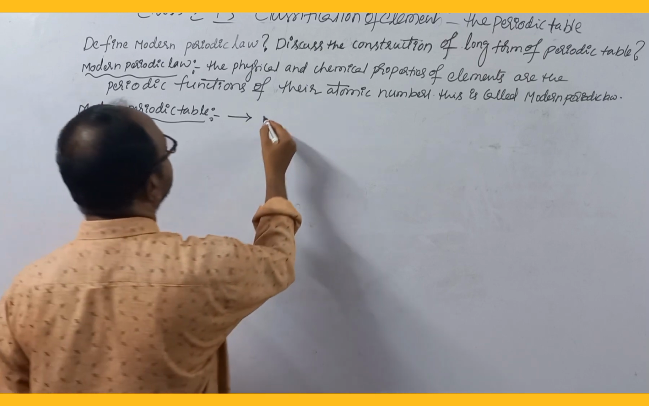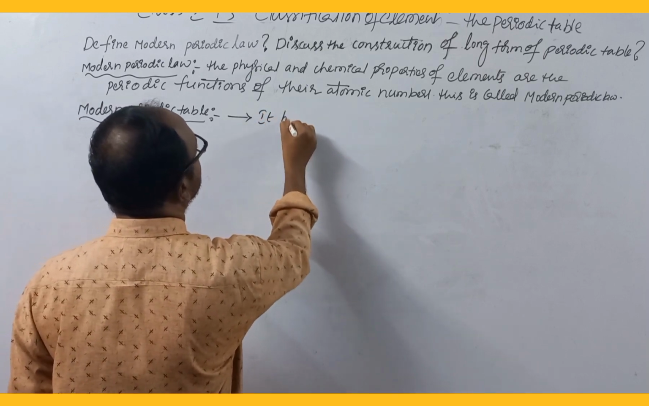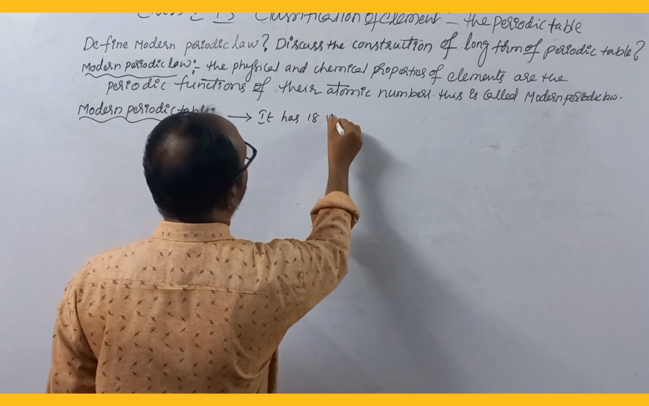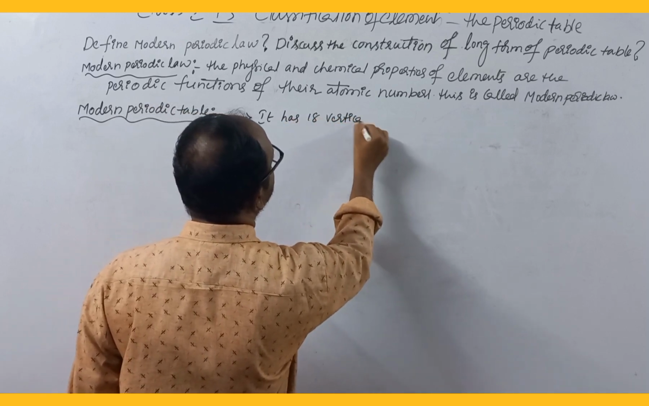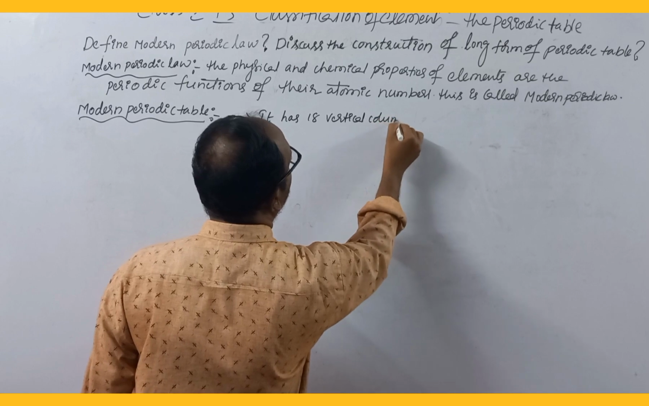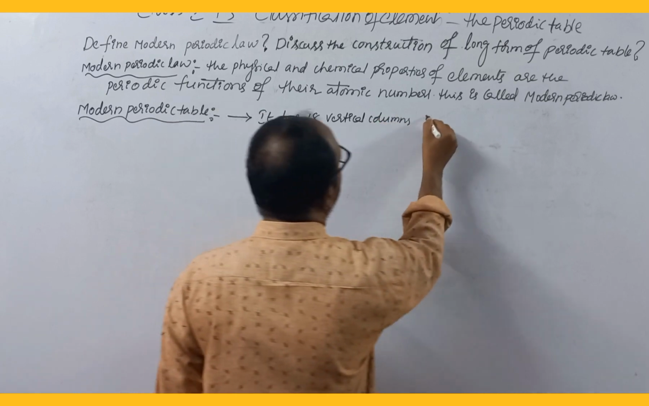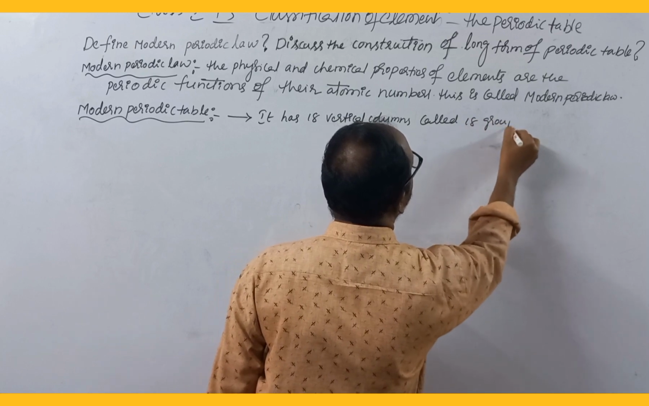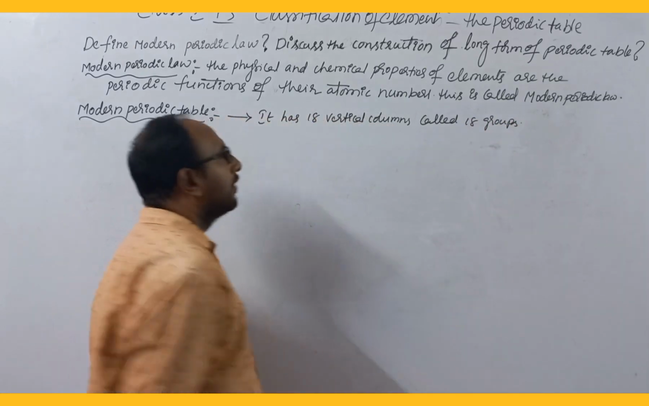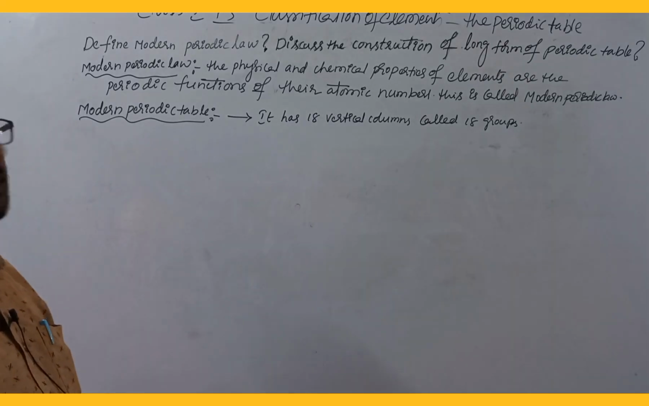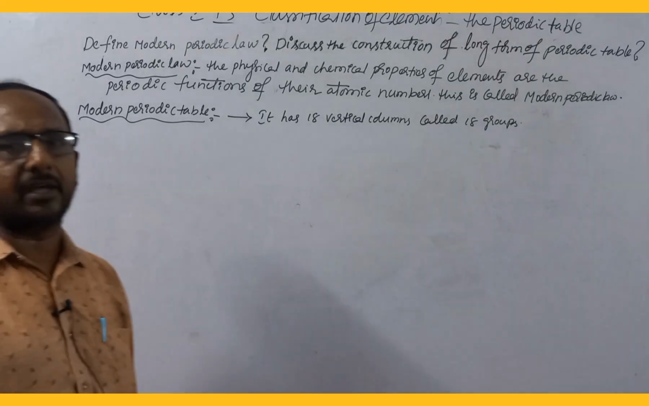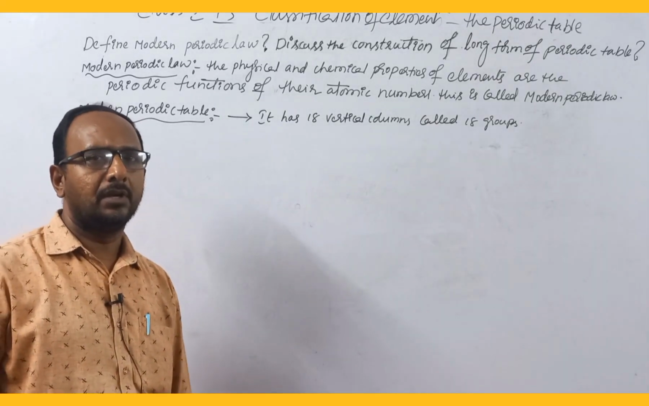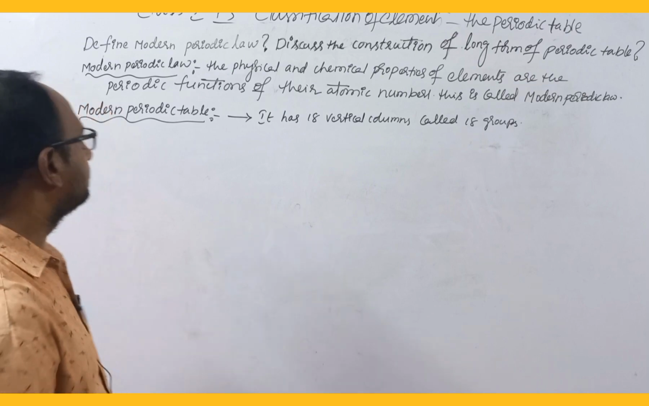First one, it has 18 vertical columns called 18 groups. You know, a vertical column is called a group. In the modern periodic table, there are 18 vertical columns called 18 groups.